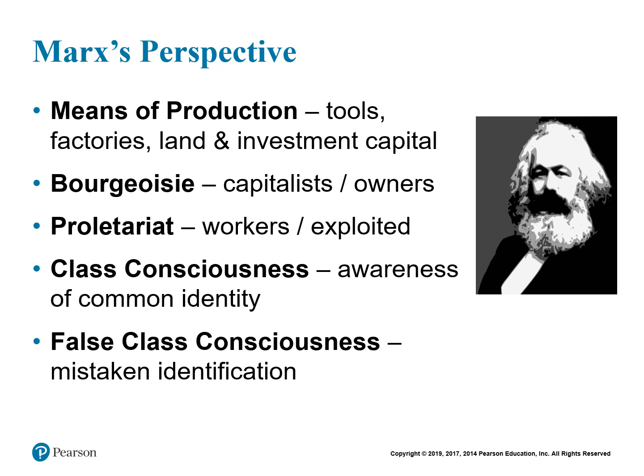The means of production are the tools, the factories, the land and investment capital used to produce wealth. And he believed there to be two classes, the bourgeoisie and the proletariat. The bourgeoisie, or the capitalists, were the owners, the people who own the means of production. The proletariat, or the workers, are the people who were exploited by the capitalists, by the bourgeoisie.